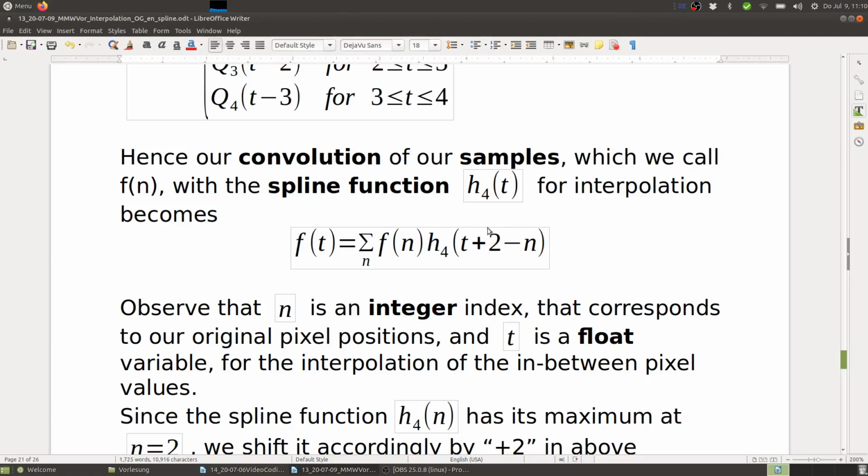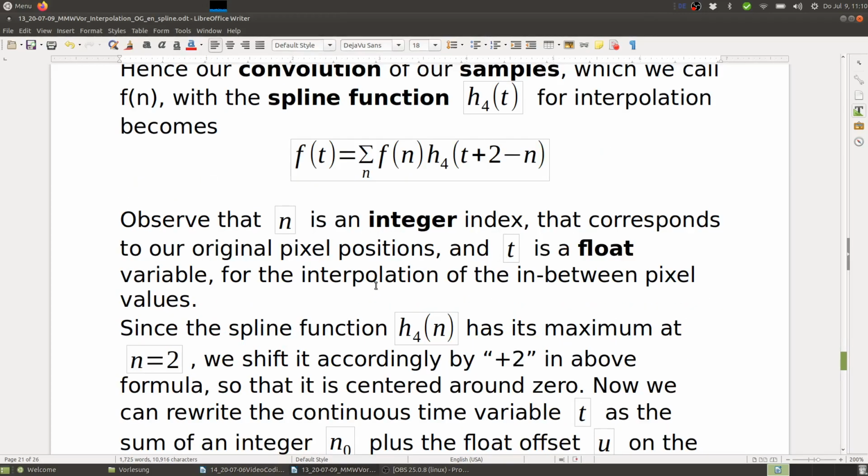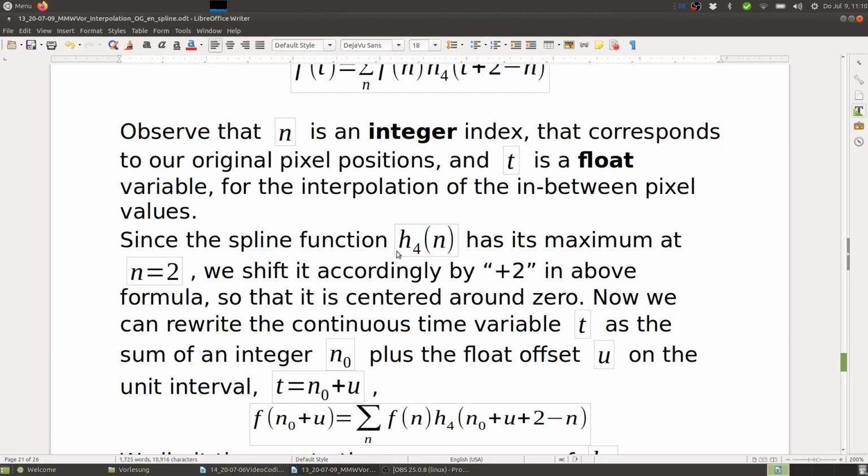And you can see here this function is shifted by 2, and that's simply because it has a maximum around 2. If we didn't have it, we would have a shift of our interpolated function by 2, since it's not centered around 0, like the sinc function. So this simply compensates for the shift. Since the spline function h4 has its maximum at n equals 2, we shift it accordingly by +2 in the above formula so that it's centered around 0.